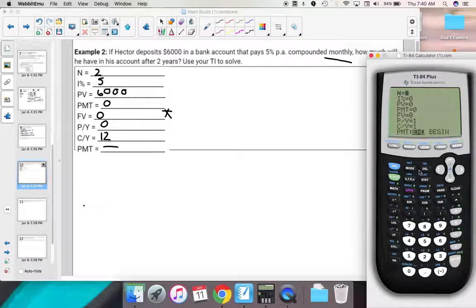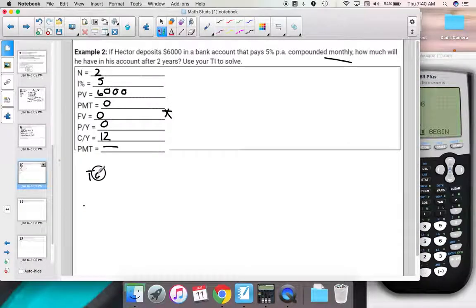So plugging that stuff in here, I get 2. My interest rate is 5%. My present value is $6,000. PMT I leave at 0. Future value I leave at 0 for now. And my compounding periods per year is 12. So when I go back to my future value, in order to solve this, I need to press the alpha button. That's this green button here. So to solve, I need to press alpha, then enter.